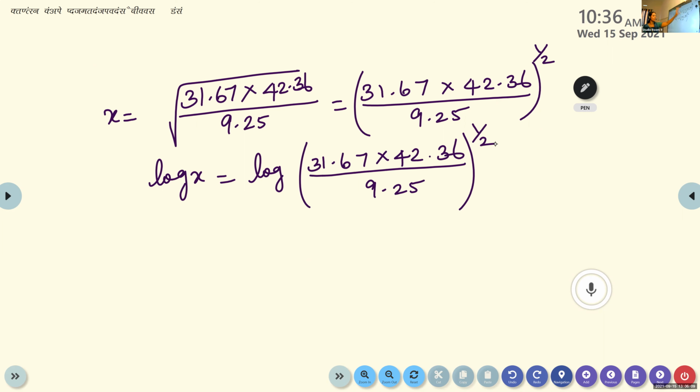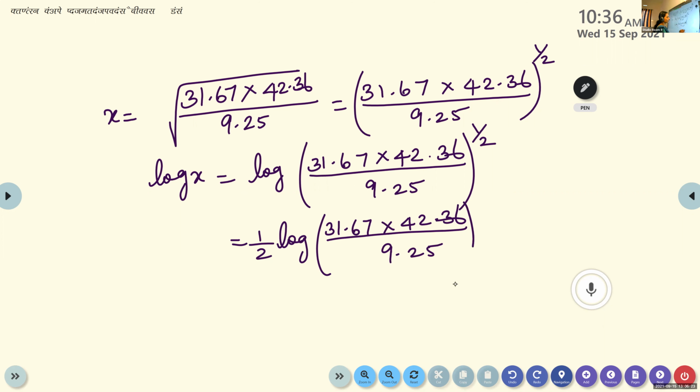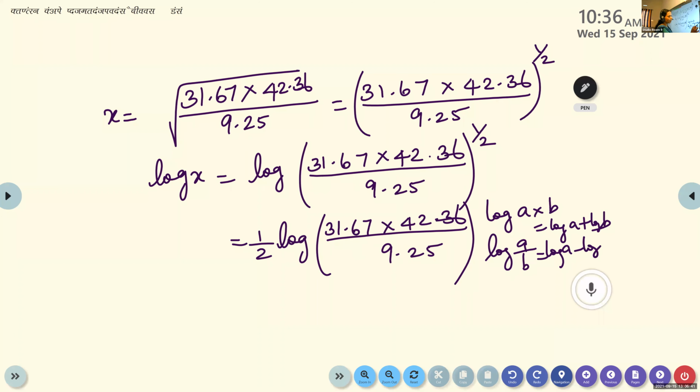Now that half will come to the front. So half log of 31.67 into 42.36 by 9.25. Now we have one formula. What is log of a into b? If it is in multiplication, we can write this as log a plus log b. If it is in multiplication, we can write it as a sum. And what is log of a by b? If it is in division, we can write this as log a minus log b.